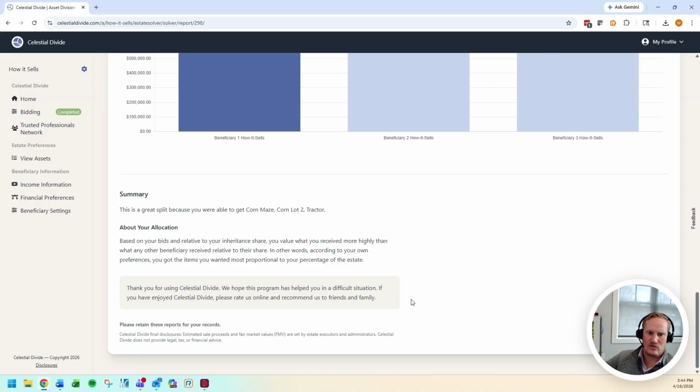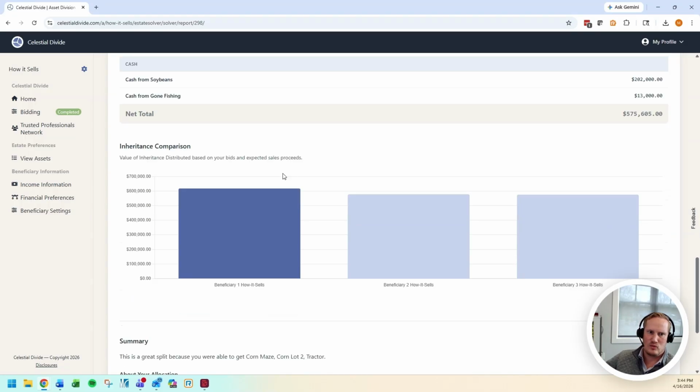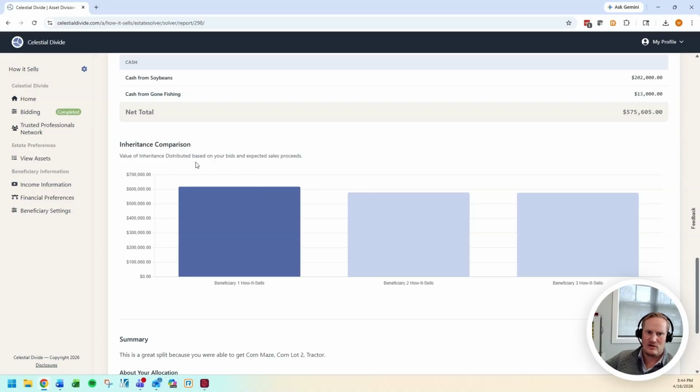Say thank you from Celestial Divide, and that is how you read the beneficiary report. Each person will be labeled first, and each person will see their inheritance comparison. Given the constraints, if they're at a disparity level of 0, then they will always show up as themselves having the most value and other people being equal to or less than in value.